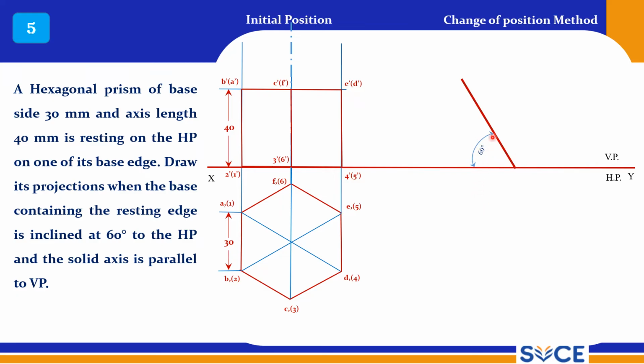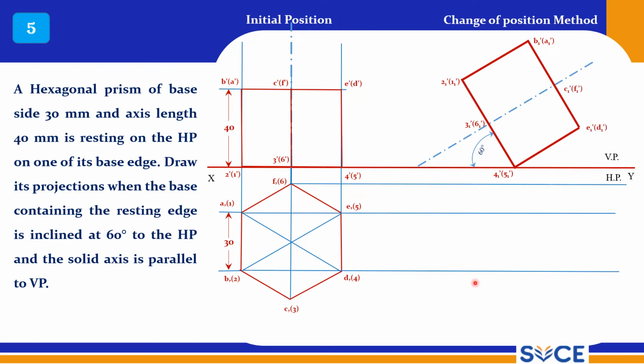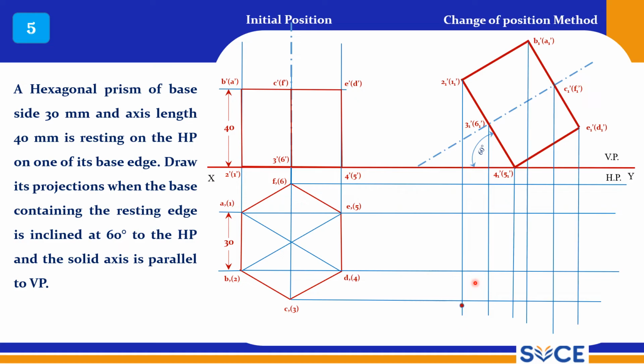Now with respect to this, you mark the center point. It is obviously the center point. You mark 3 6. Now draw the axis line. Now complete the rectangle here. So the same dimensions we have to use here. And now draw the projectors from each and every point and mark the points.